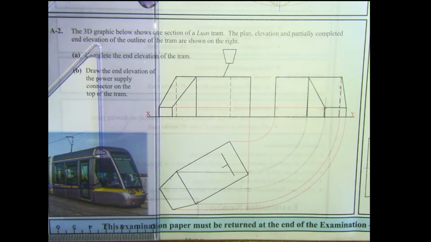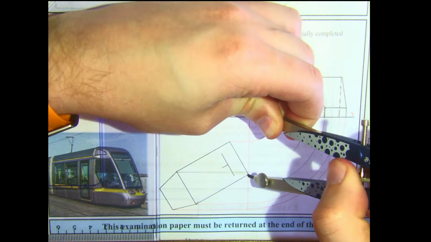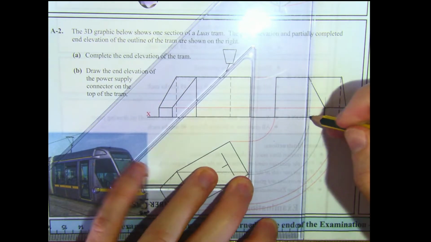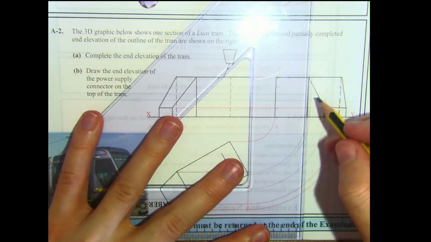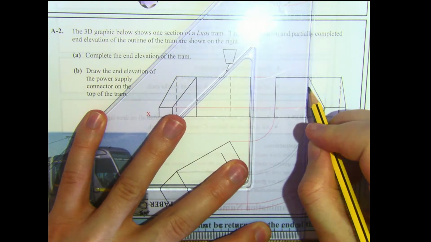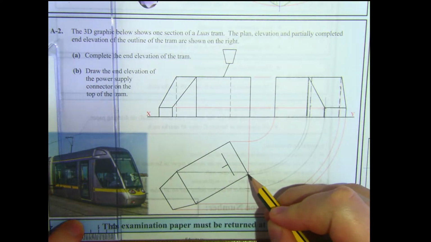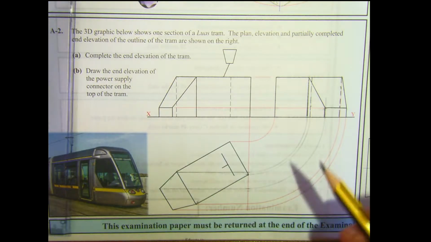And same for the point here, for the back corner. So in here we're also going to have a dotted line, a hidden detail line. And that's showing us this back edge back here. So that completes part A of this question.